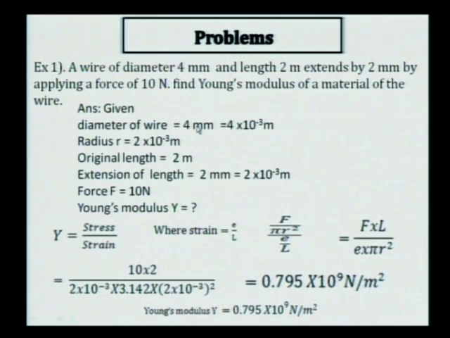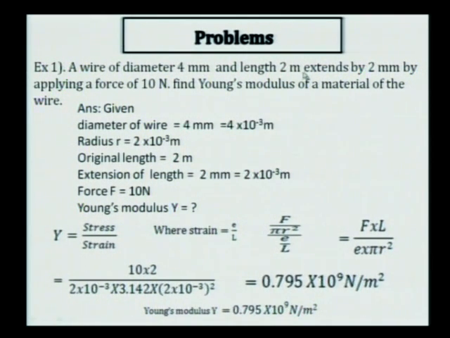In the SI system, we have to convert millimeter into meter, and you know 1 millimeter is equal to 10 to the power minus 3 meter, because 1 centimeter is equal to 10 mm, and 1 meter is 100 centimeter, which means 1000 mm, that is 10 to the power 3 mm. So 1 meter is equal to 1000 mm, that is, 1 mm is equal to 10 to the power minus 3 meter. That means when you convert millimeter into meter, multiply by 10 to the power minus 3. Therefore, the diameter of the wire, 4 mm, equals 4 into 10 to the power minus 3 meter.